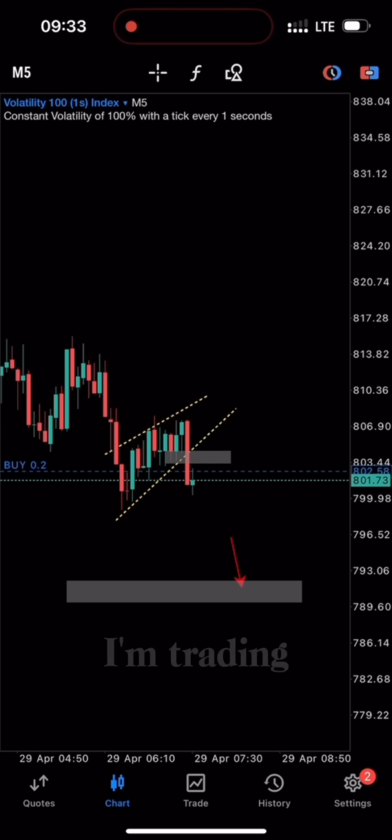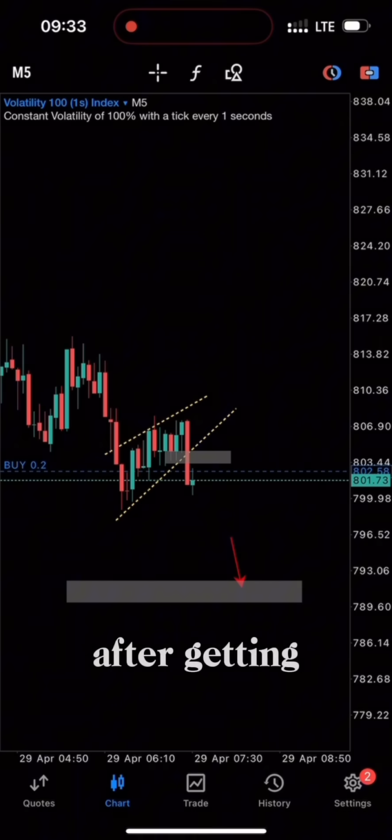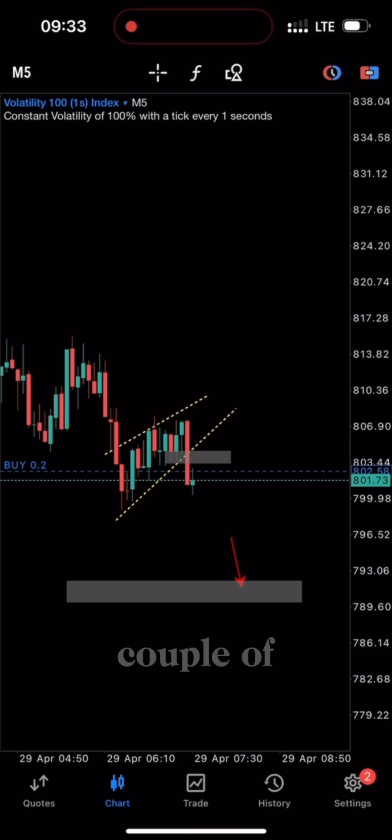So here I'm trading a retest, right? So there's a breakout here and then there's a retest which has to go up. So the next thing you can do after getting in the trade is just wait a couple of minutes. Since we are scalping on a very small account, we need to be precise. Get in, get profit, get out, just like that. Okay, so we wait.